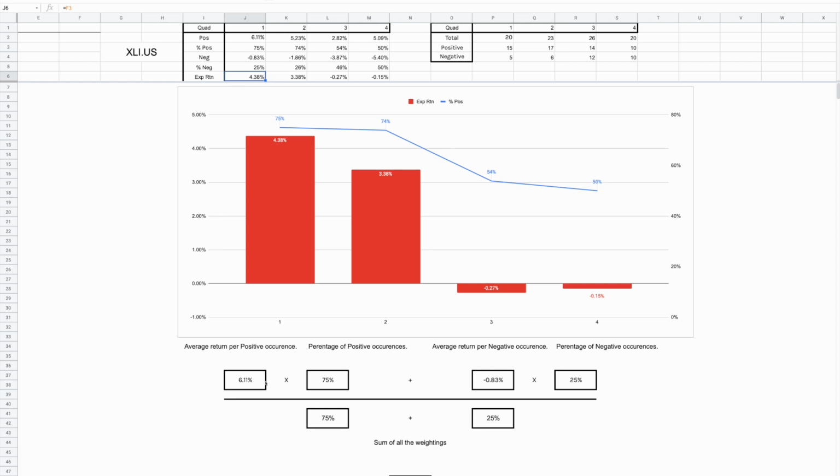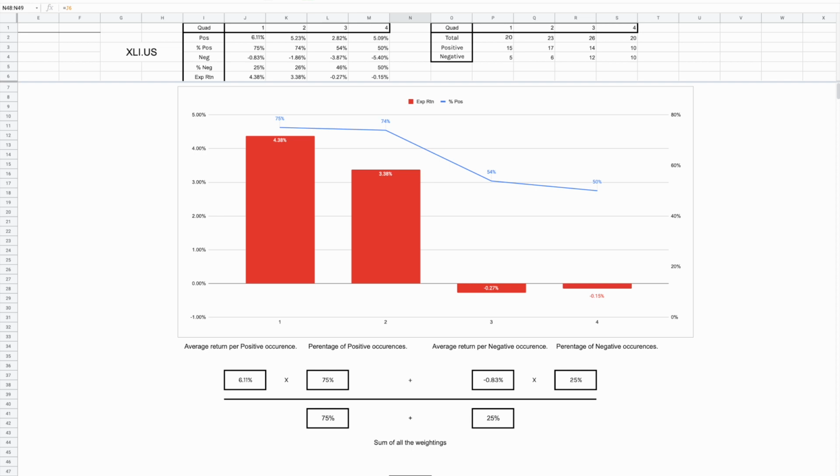Okay? So to do a weighted average, you take the average return in positive multiplied by the percentage positive, plus the average negative return, so again, the average return in those 5 negative, okay, multiplied by the percentage negative. Then you do all of that over the total sum of the occurrences. So obviously there's 100%. So that gives us a return of 4.4%.